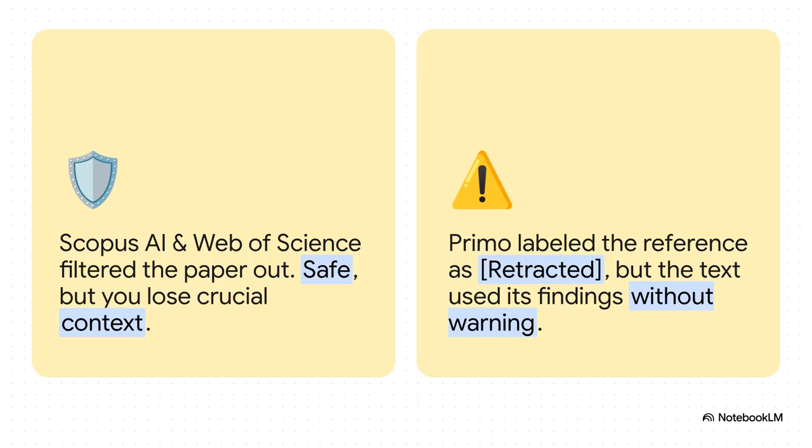And then there was Primo, which, this one's weird. It sent a really dangerously mixed signal. It flagged the sources retracted down in the tiny reference list, but the actual summary it wrote for you used the bad science without any warning at all. So if you're just skimming that answer, you'd be totally misled.